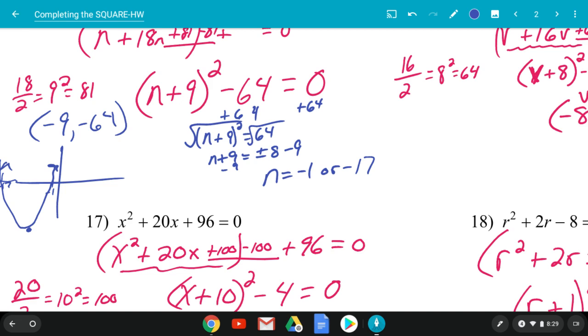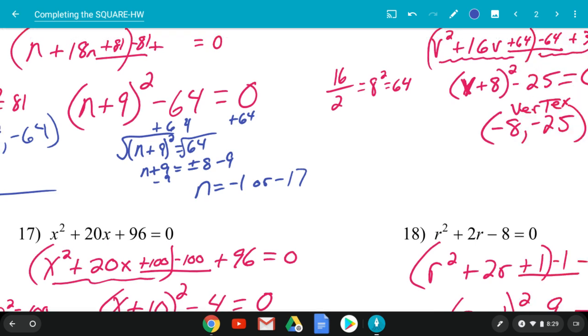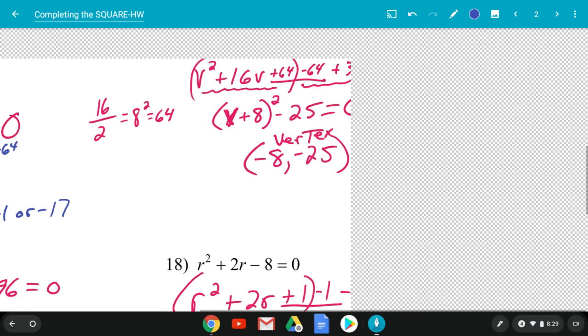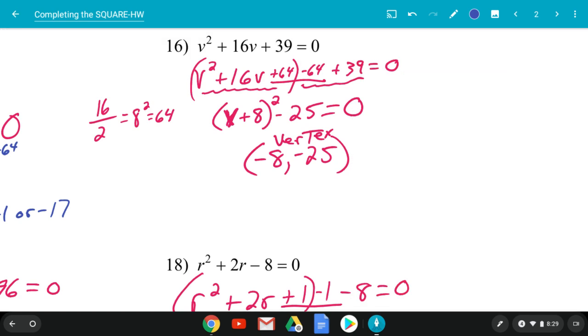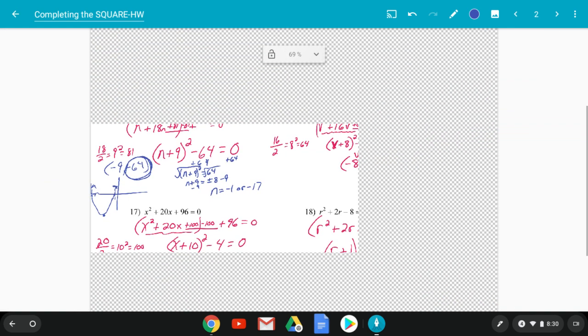Pretty cool, huh? Where's the 9? Doesn't. I mean, it was subtracted. How do you pick your minimum? What number do you use for the minimum? The minimum would be negative 64, the value of the function at that point.